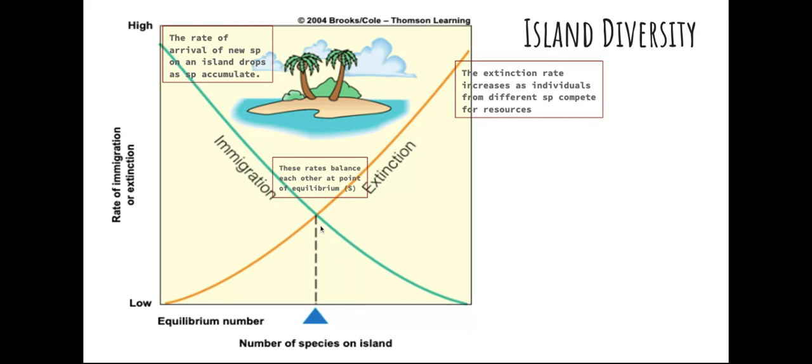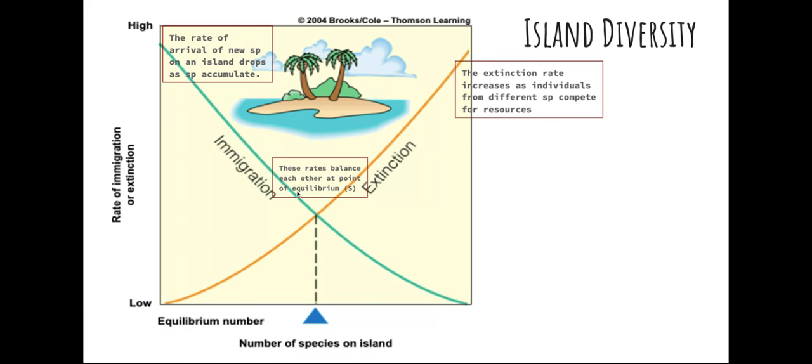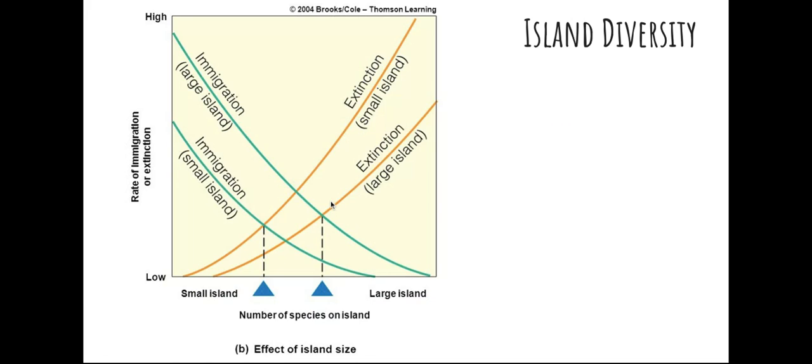Okay, so don't forget, there's an equilibrium rate, which represents the number of species on an island, and that happens when the immigration rate equals the extinction rate. Okay, so let's look at the effect of the size of the island.